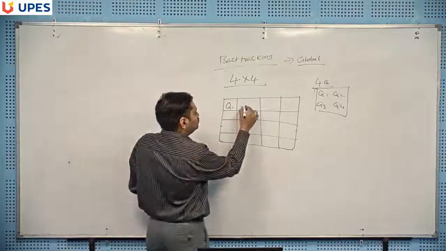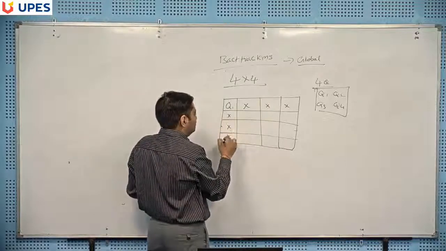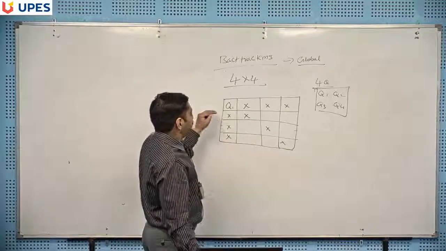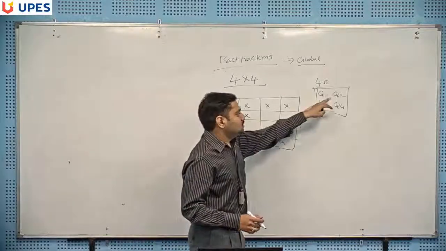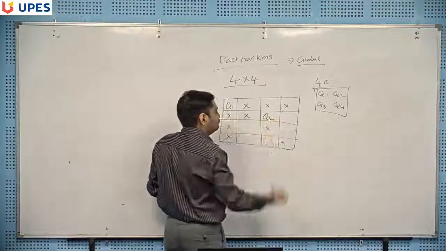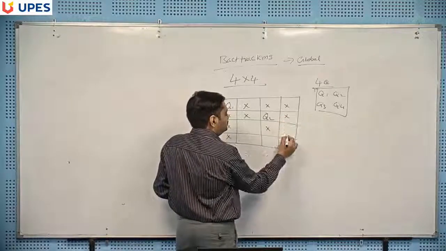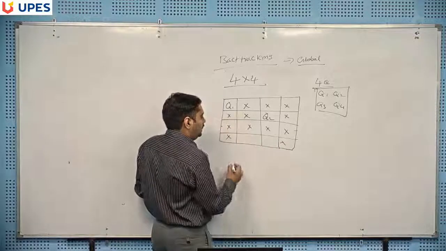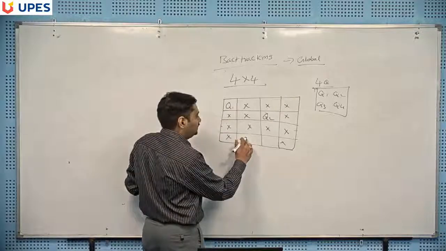Now this is not the solution, and this is not the solution. Now I have the option to find the next queen in the row, that is q2 here. Now this cannot be a solution, and I have the option to place q3 here or here.